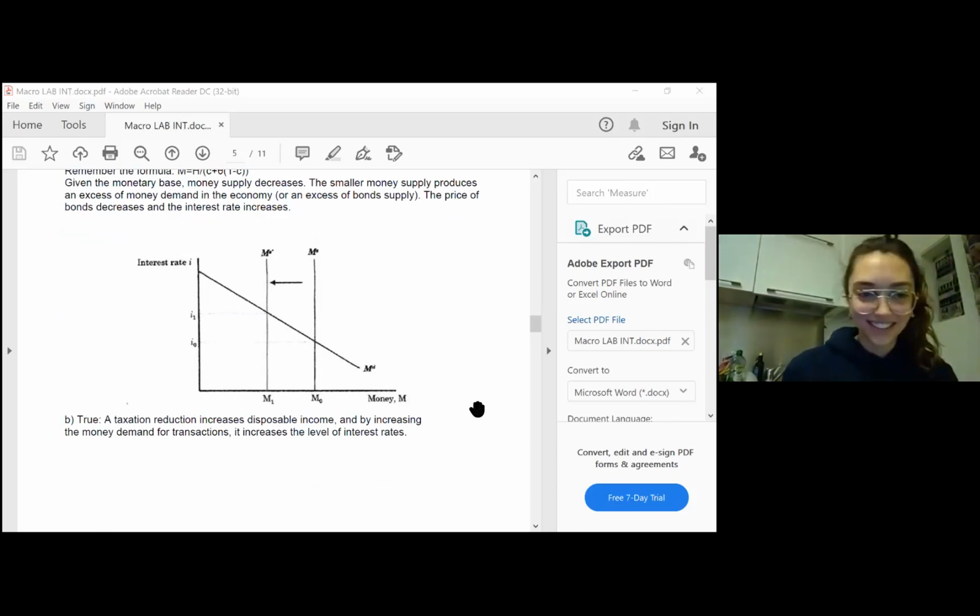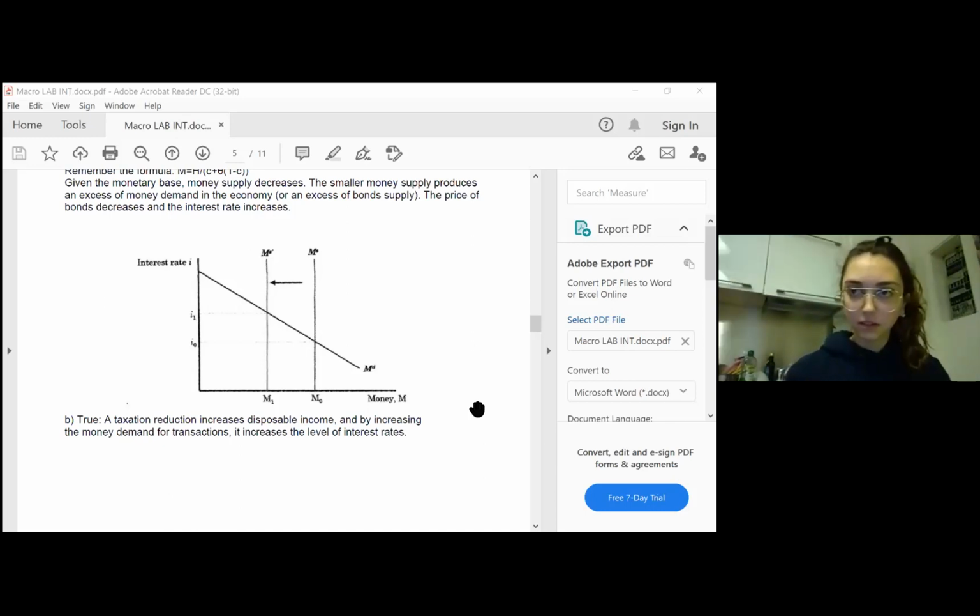Yes, I agree as well. So the interest rate remains the same in the ISLM because the central bank compensates with the change in the MS. No, interest rates are going to increase. They're not going to stay the same.